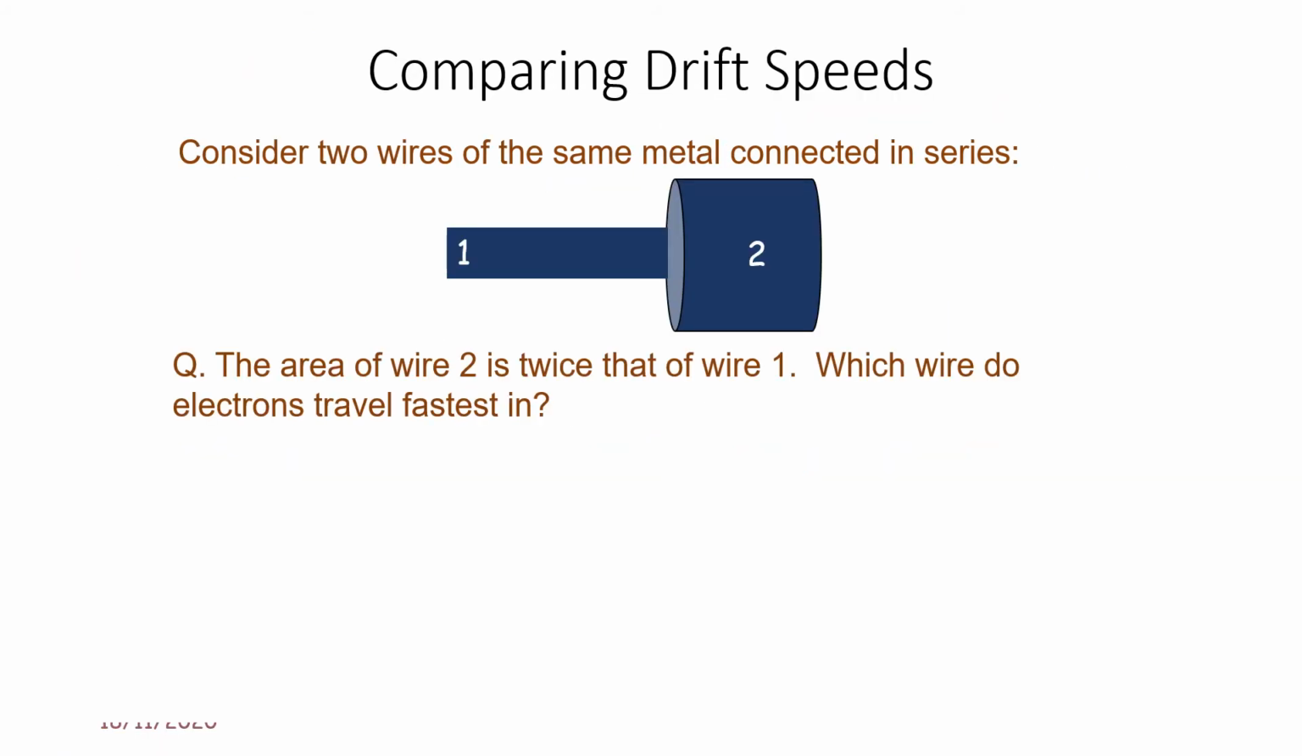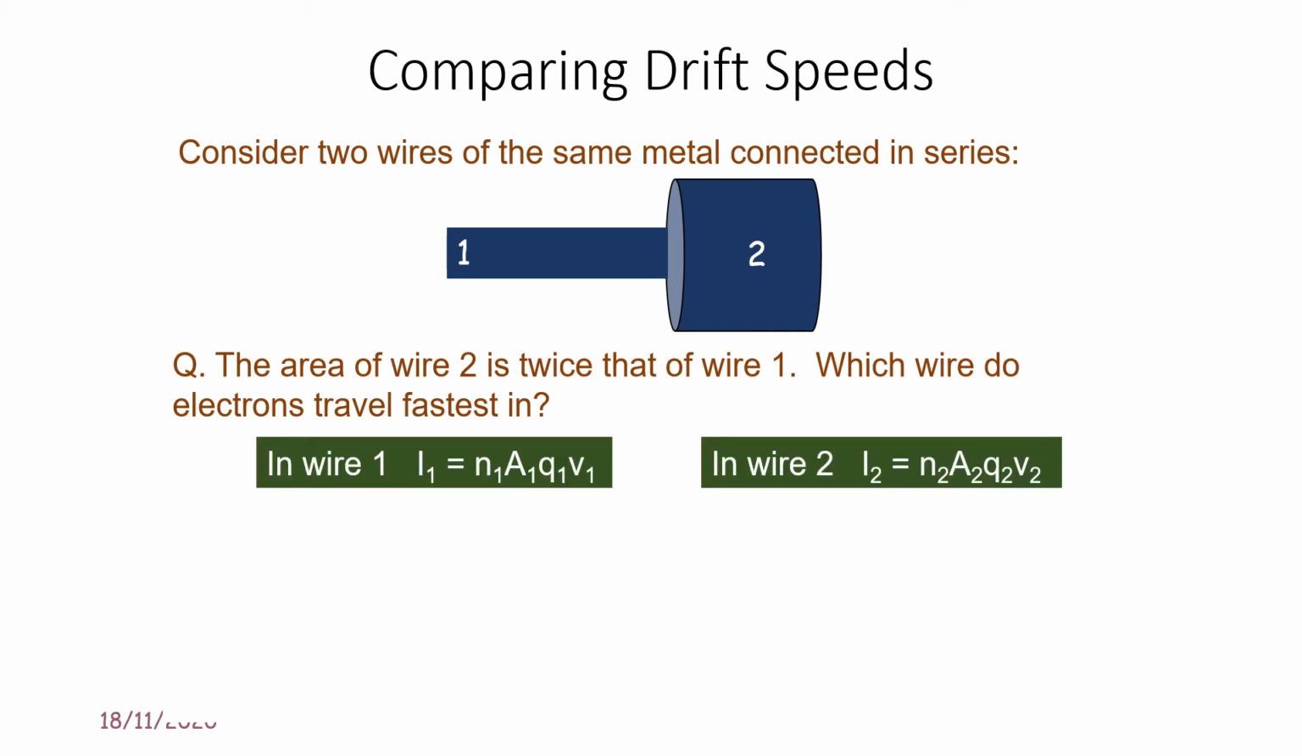Comparing drift speeds, consider two wires of the same metal connected in series with a current flowing through. If the area of wire 2 is twice that of wire 1, which wire do you think electrons travel fastest in? So we know that in a series circuit, the current is the same through all parts of the circuit.